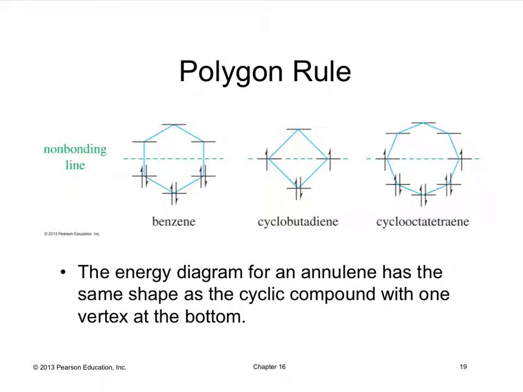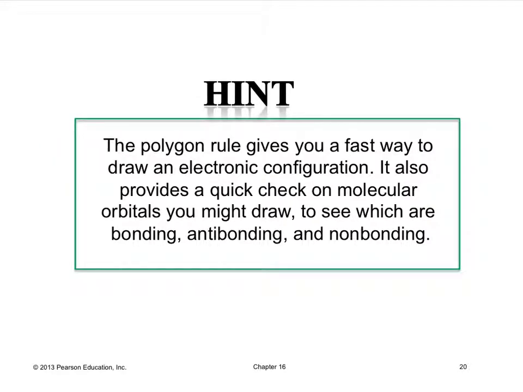The energy diagram for an annulene has the same shape as a cyclic compound with one vertex at the bottom. This is the polygon rule, in which you put one vertex at the bottom, draw out the shape of the actual annulene, and then fill your orbitals according to how many electrons you have in the system. The polygon rule gives you a very fast way to draw the electronic configuration. Also, it provides a quick check on molecular orbitals you might draw to see which ones are bonding, antibonding, and non-bonding.